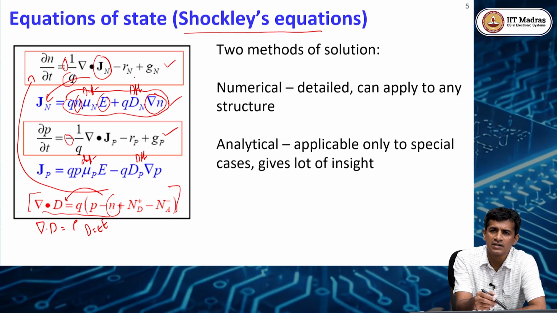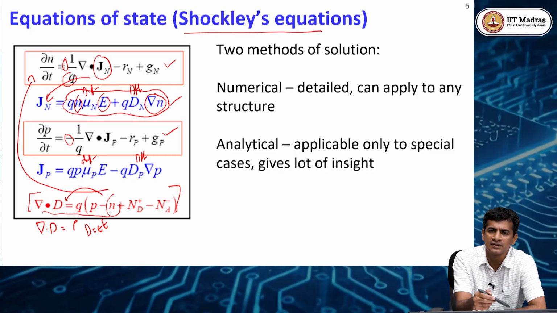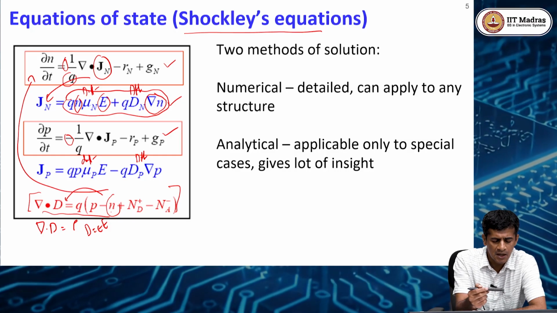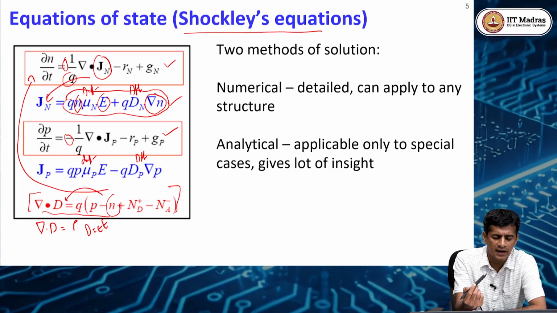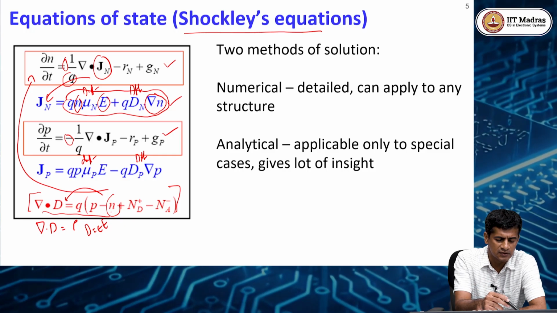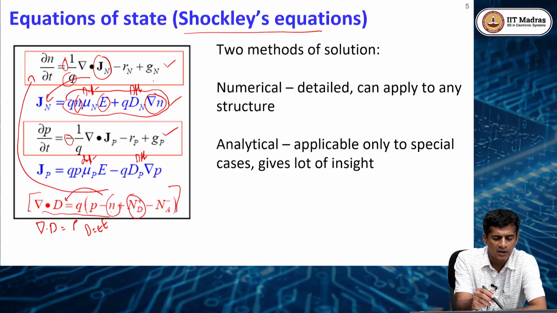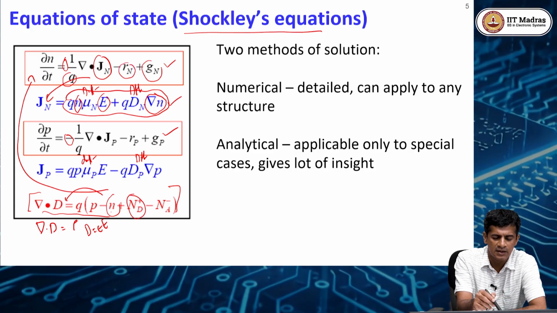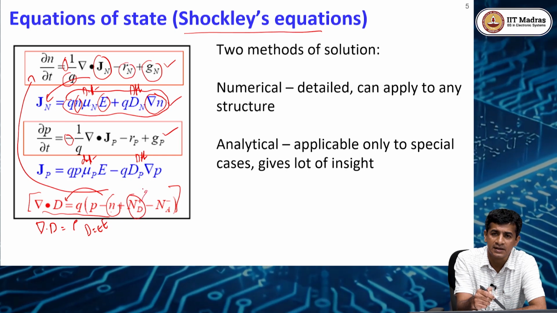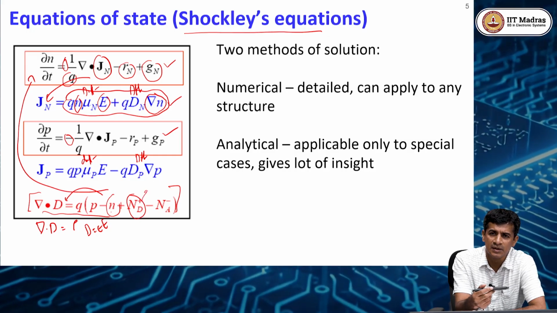And also these are differential equations, coupled differential equations. We will see later, depending upon the conditions, whether it could be a first order or a second order differential equation. But in a real device it becomes very complex. For example, the doping concentration could be varying with space, and your generation and recombination events could be varying with time as well as in space. So in a real device it becomes very difficult.